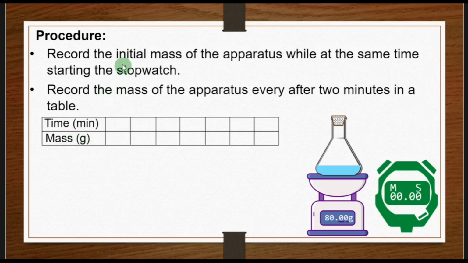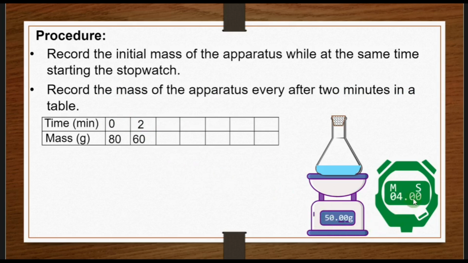First of all, we are told to record the initial mass of the apparatus. So we had 80 here at time 0, then the mass is 80. Then now we need to start the stopwatch. After the stopwatch is started, as time passes, 2 minutes pass, then the mass changes to 60. So after 2 minutes, 60, because here we are told to record the mass of the apparatus after 2 minutes in the table. So we have recorded after 2 minutes that the mass is actually 60.